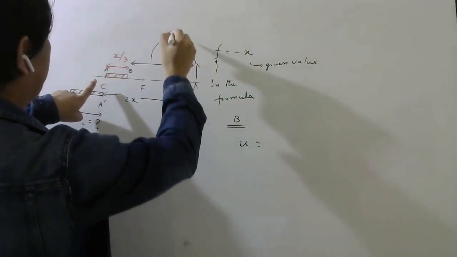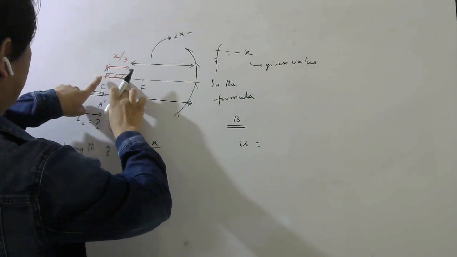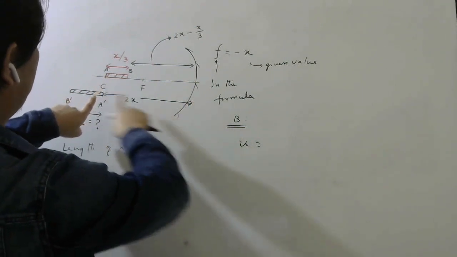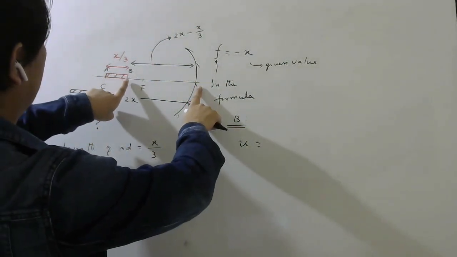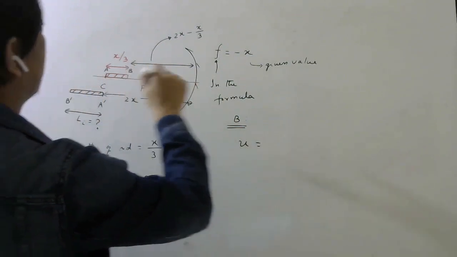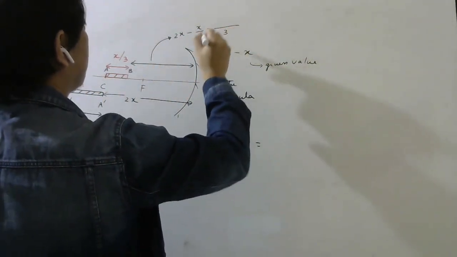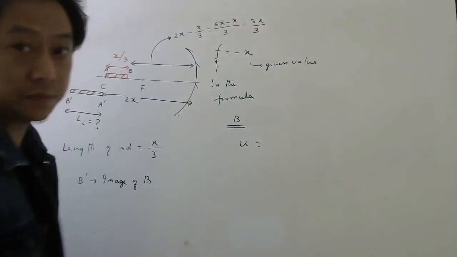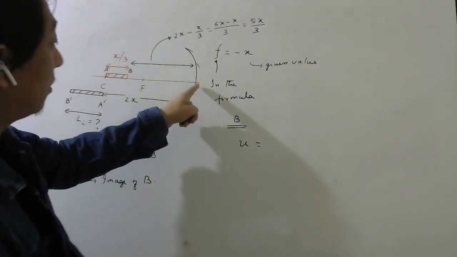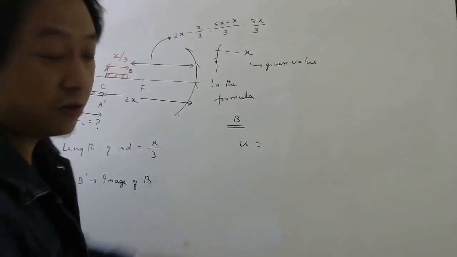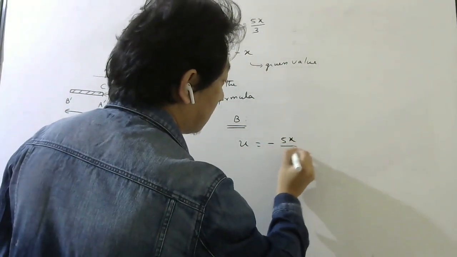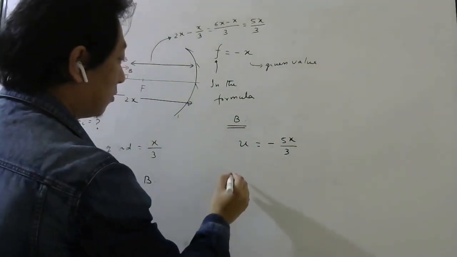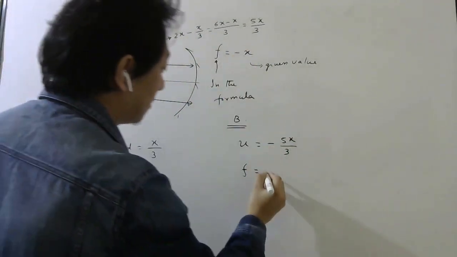Now this is 2x. This is x by 3. Correct? So 2x minus x by 3. This is 2x because this is the center. And this we have to find, this is x by 3. So this will be 6x minus x, 5x by 3. Right? So the object is how far from the pole? 5x by 3. But while substituting, I have to write minus 5x by 3. Right, students? Okay. So this is the object distance. Image distance we have to find. Focal length is minus x.